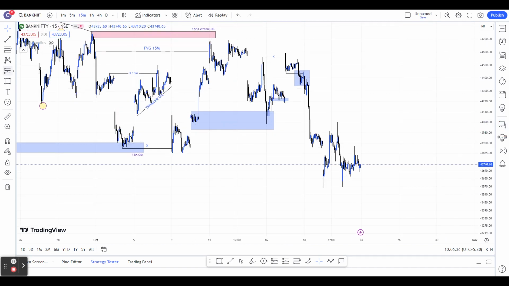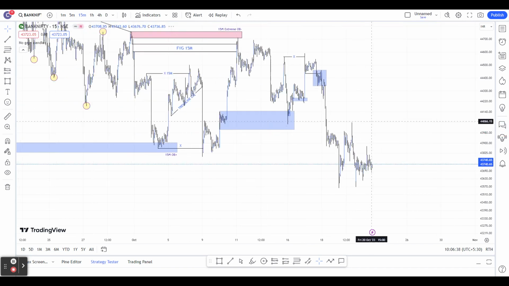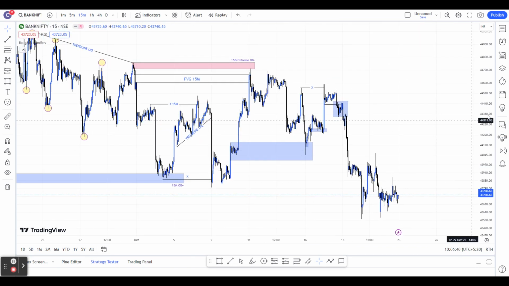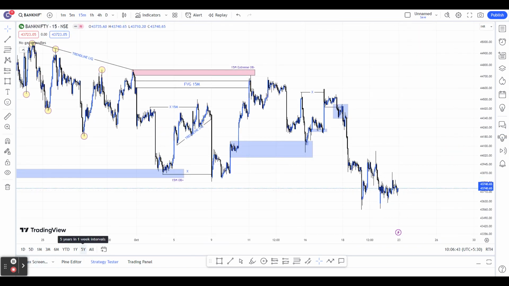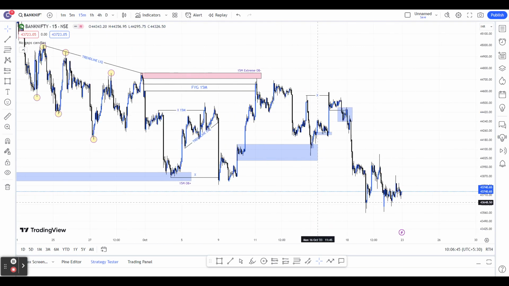And I know that my analysis and my structure mapping are very different from other traders, I know, guys, but this is the real structure that I have learned over many years. Let's come to the day structure.